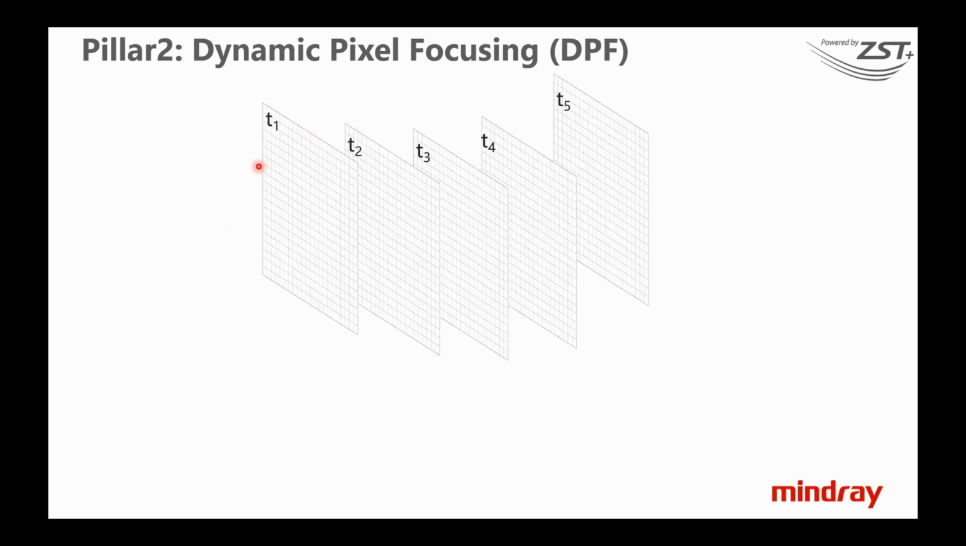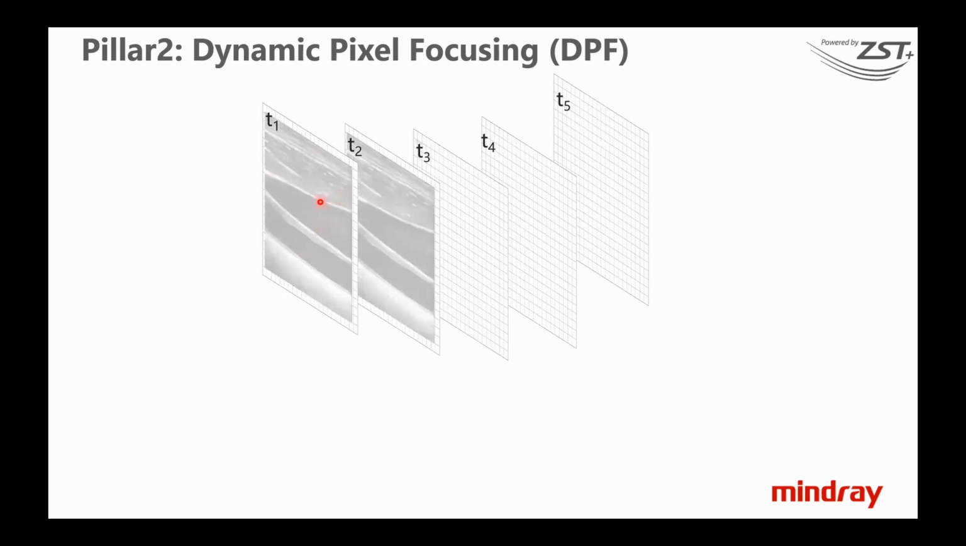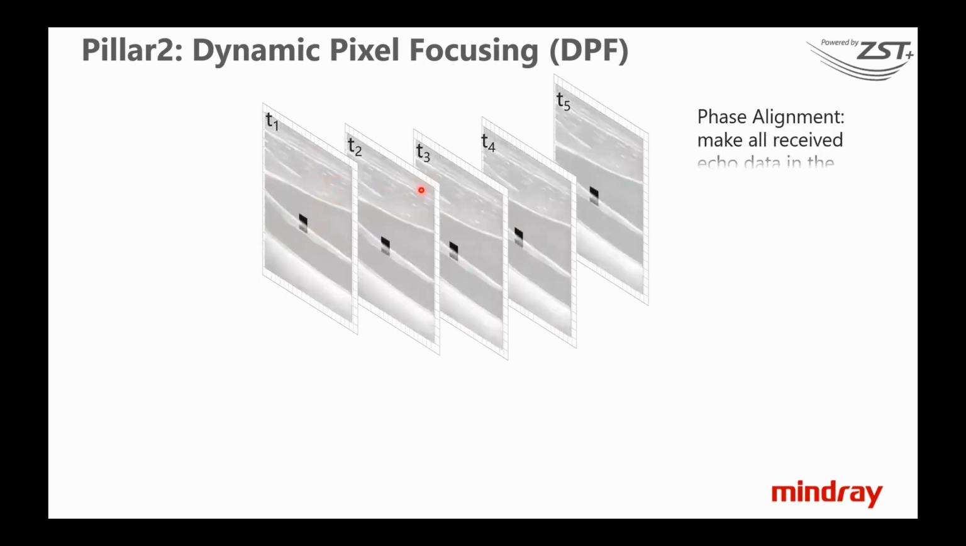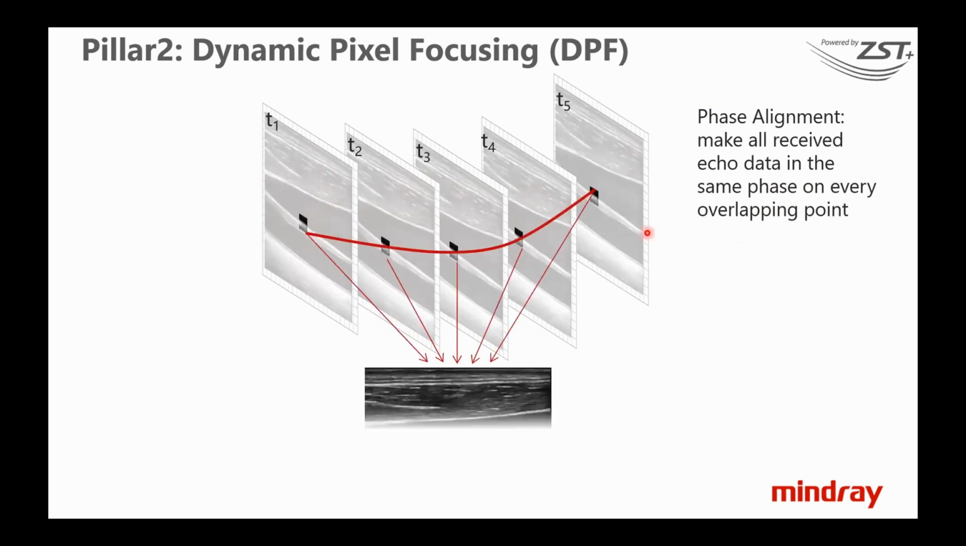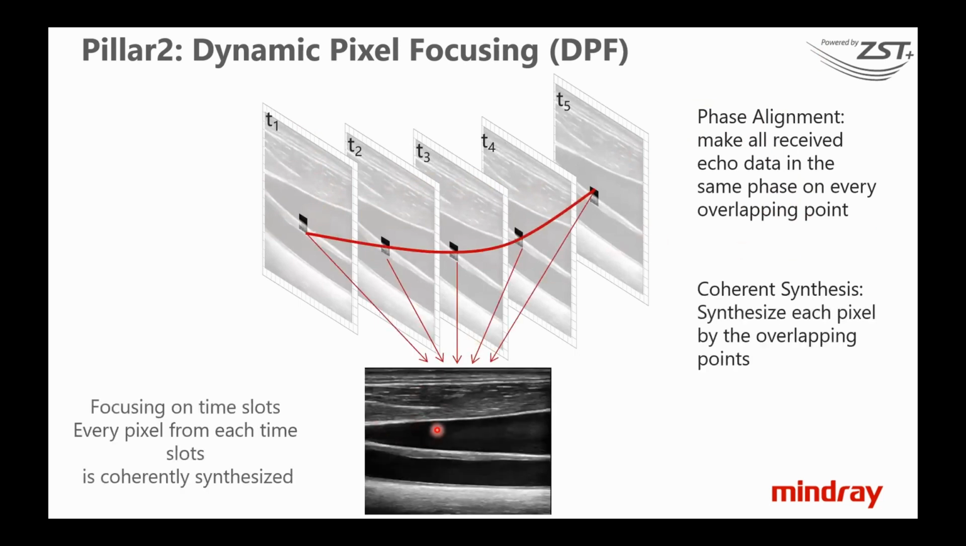Last one, also for dynamic pixel. Here we can see the image. The first one, it takes one, second takes another, then another. All the image takes a lot of photos. So the phase aligns to make or receive echo data in the same phases on every overlapping point. We collect all the images to be in one image. You can see here. That is what is meant by dynamic pixel focusing.